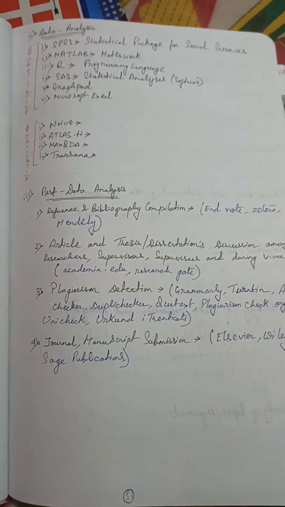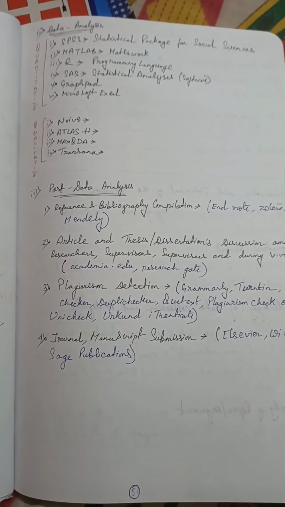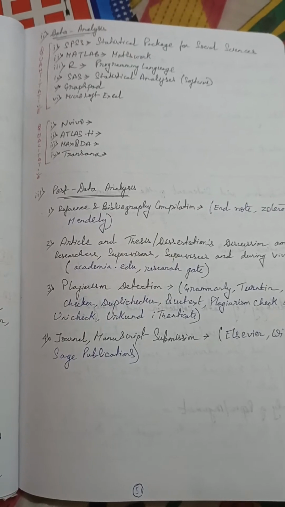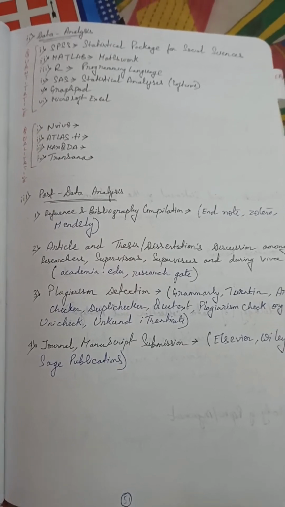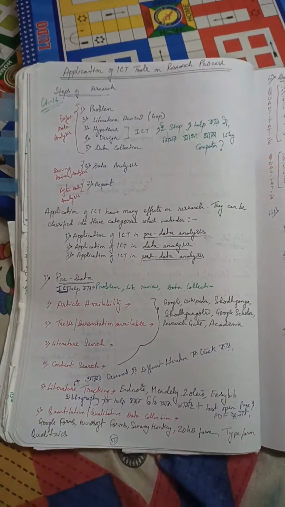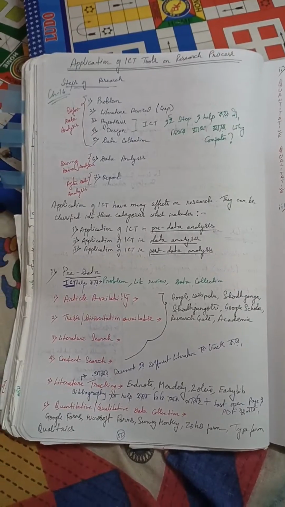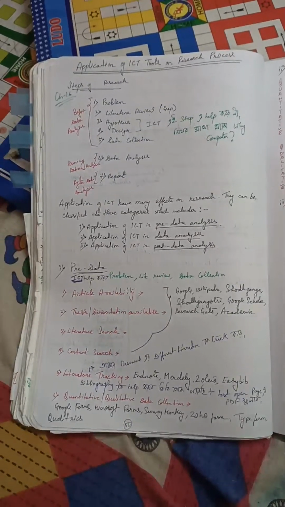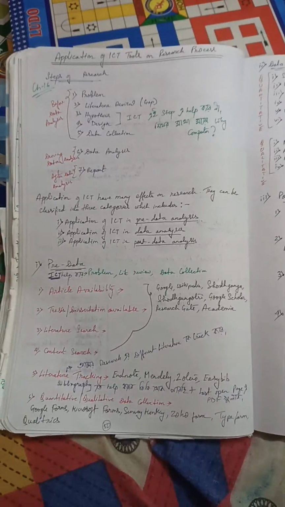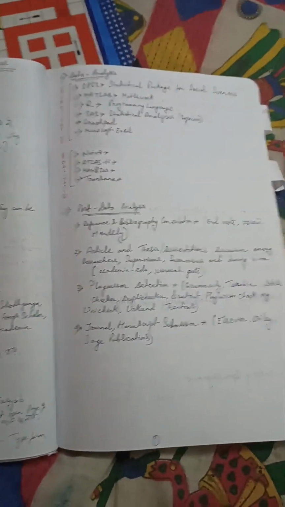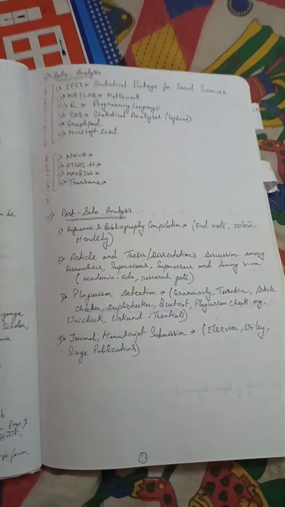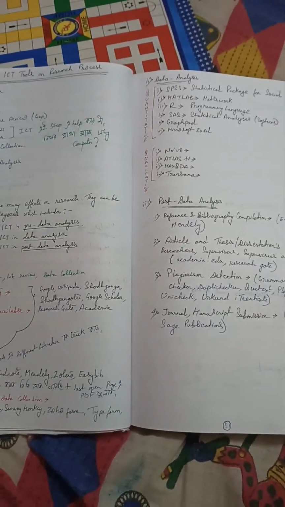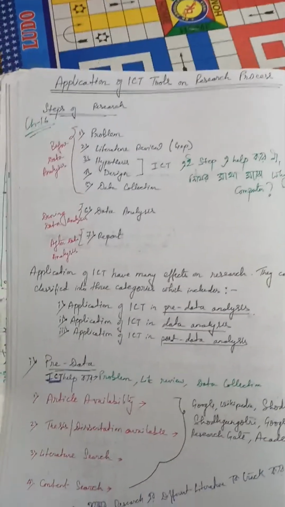Now let's take another example: after writing your final report, run it through a plagiarism checker and then submit to a peer-reviewed journal through Elsevier. So broadly speaking, we can divide the applications of ICT tools in the research process into three steps. In the pre-data part, we have one set of ICT tools, in the data analysis part, we have a separate set, and in post data analysis, we have another separate set of ICT tools.